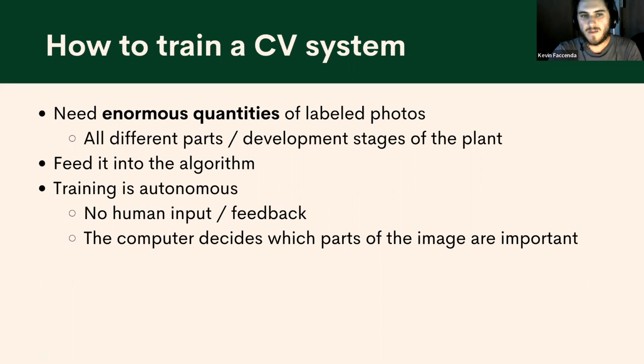And the training of these models is purely autonomous. There's no human feedback saying that this is the edge of the leaf, or this is what makes this plant different from that plant. The computer's making all of the decisions about what parts of the image are important. And so if an app is giving a strange ID, it's not because it was trained wrong by a human. It's because the computer decided something strange during this training process.